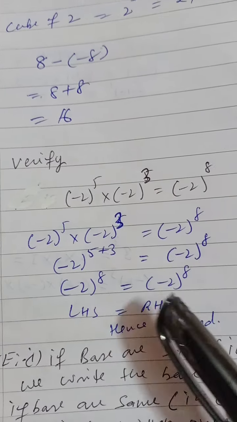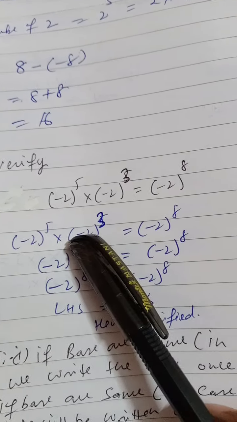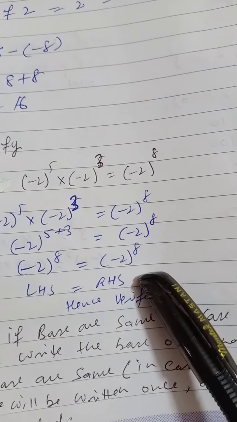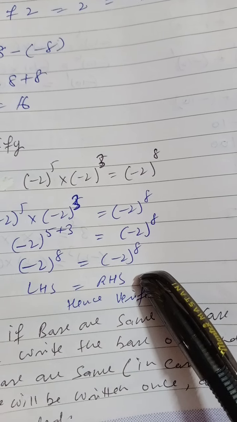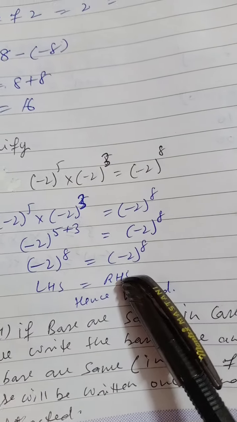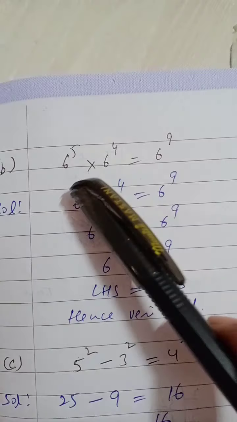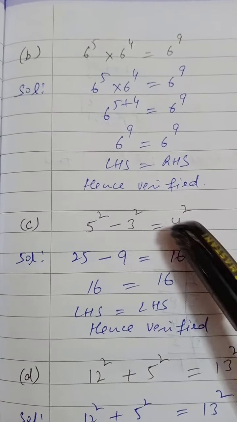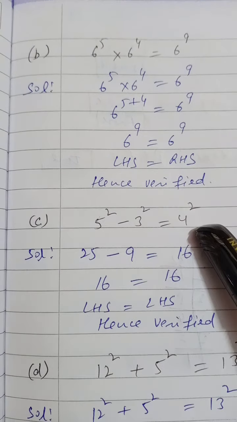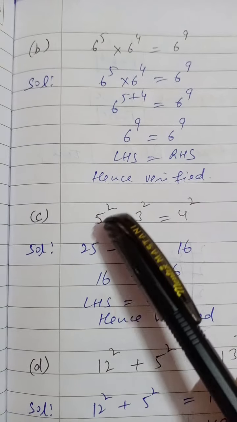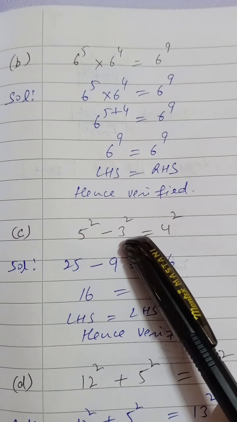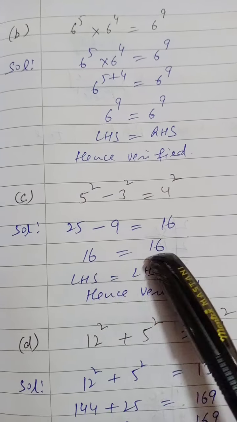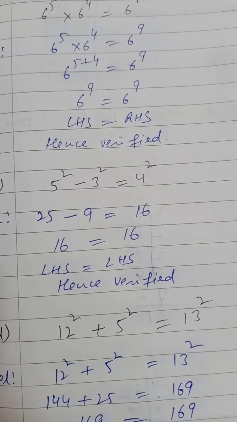So here we have to verify. In the left hand side we will apply the formula, base same, power add, minus 2 raised to the power 8, and in the right hand side it was already minus 2 raised to the power 8. So both are same, so LHS is equal to RHS. Same formula we have applied in the B part, and in the C part, because no formula is applicable, 5 raised to the power 2 is 5 into 5, 25, 3 into 3, 9, 4 into 4, 16. Now subtract, and both are same, so LHS is equal to RHS.